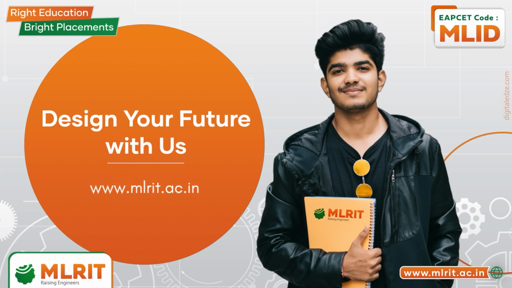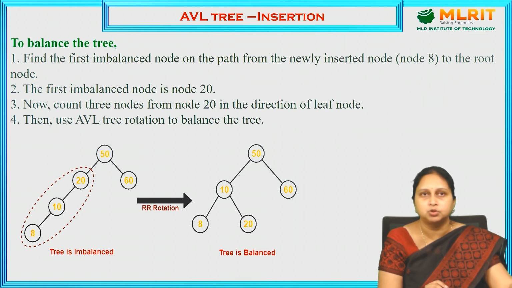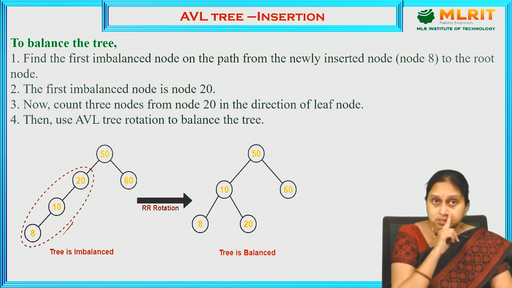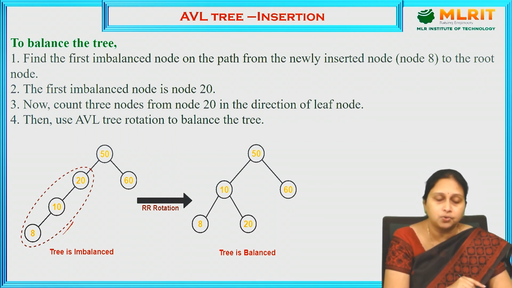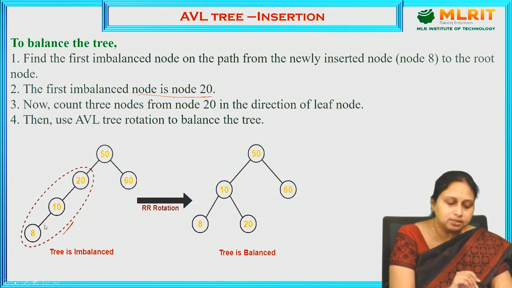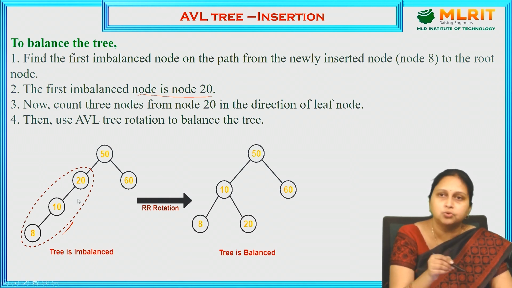So let me show the same thing here. Because of this, it is imbalanced. Now we need to perform RR rotation on these 3 nodes. The first imbalanced node is 20. First, we need to verify which one is imbalancing. Don't go for the root node directly.